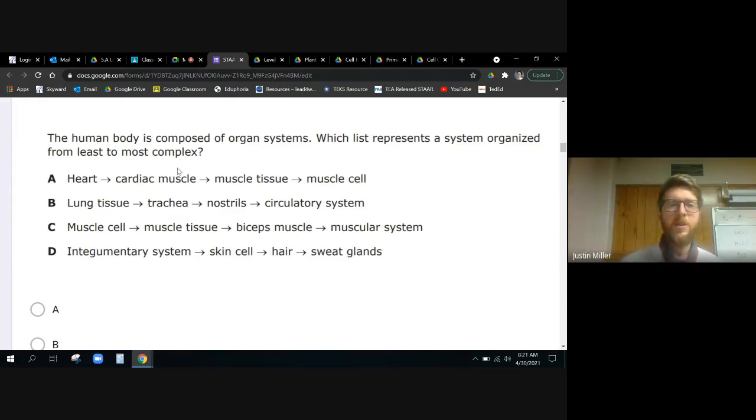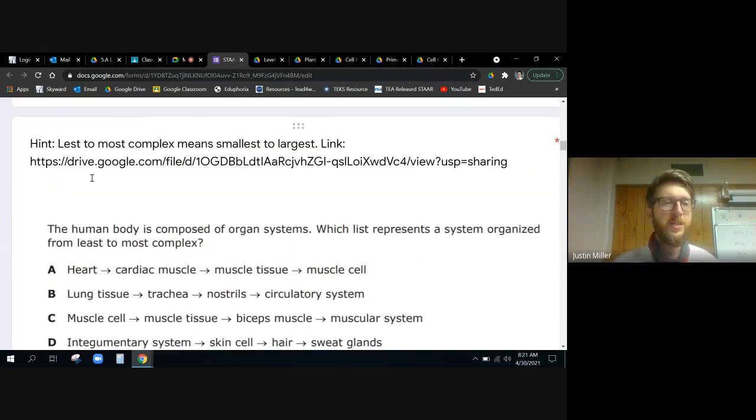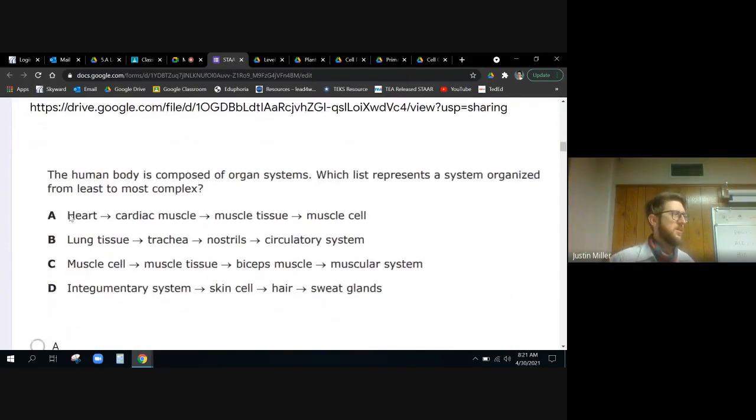Okay, the human body is composed of organ systems. Which list represents a system organized from least to most complex? So here's my hint. Least to most complex just means smallest to largest. So which one of these lists goes from smallest thing to a little bit bigger, bigger, to the largest thing? It would probably help to start by finding the answer choice that begins with the smallest thing. So which is smaller of the four things listed as the first choice here? Is the heart, lung tissue, muscle cell, or integumentary system? Which one of those things is the smallest?